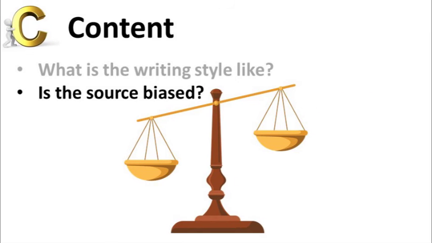Is the source biased? Or is it clear that the author understands that there are differing opinions, even if they disagree with them? Sometimes it will be very clear that the source is biased. It will disregard other opinions in the field and push the agenda of the author or their institution. These are sources that you will want to either avoid or use with critical caution.